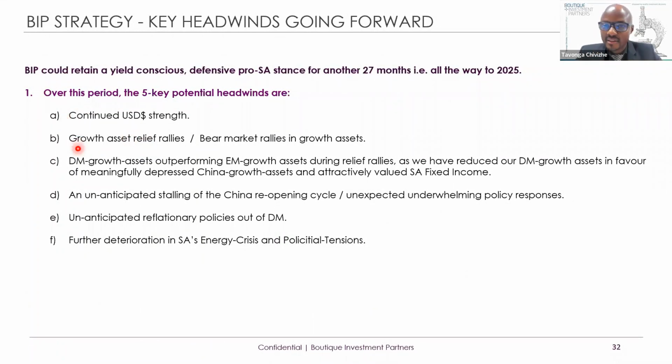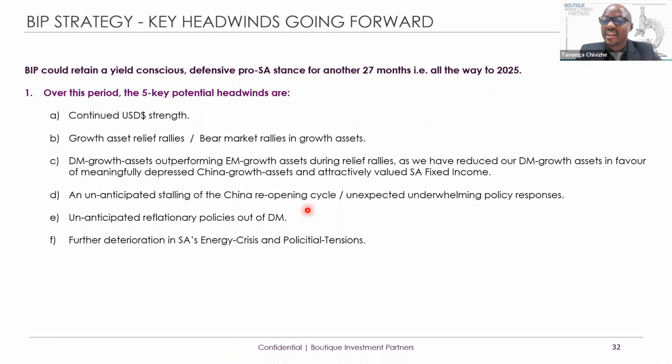There could be another relief rally. Who knows what the Fed is going to say tomorrow? And I guess that's something that we're just going to have to live with. We are very concerned that in these relief rallies, DM growth assets will outperform EM, like happened, especially in the third quarter, but then reversed in the fourth quarter. We are worried that there might be an unanticipated stalling of the China reopening cycle.